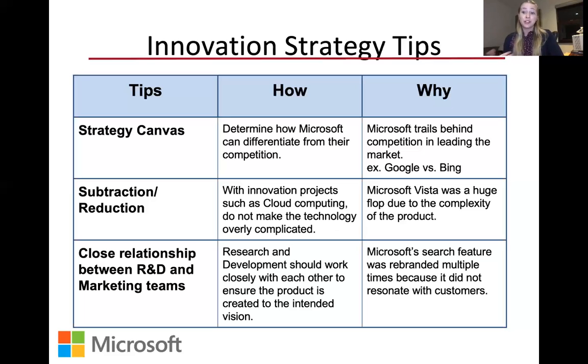Another strategic advice that we would give them is a close relationship between the research and development teams and the marketing teams. They should work closely together to ensure that the project's vision is created correctly. We think this is very important because the Microsoft search feature was having to be rebranded over and over because it didn't resonate with the customers and the product didn't have a clear vision in how it was marketed.